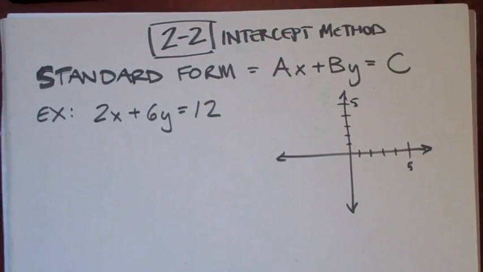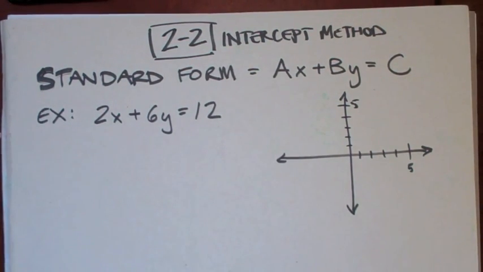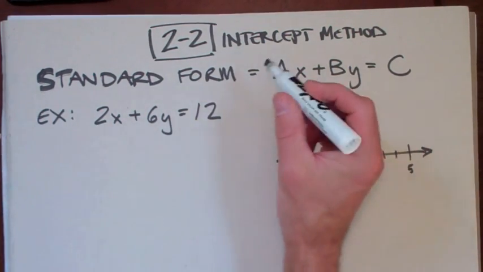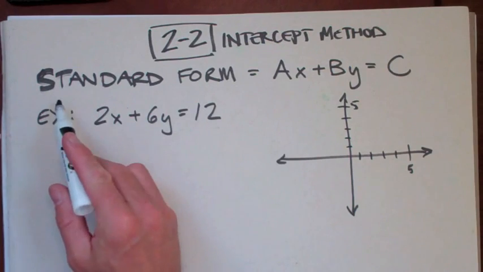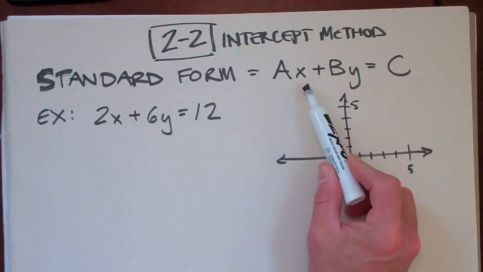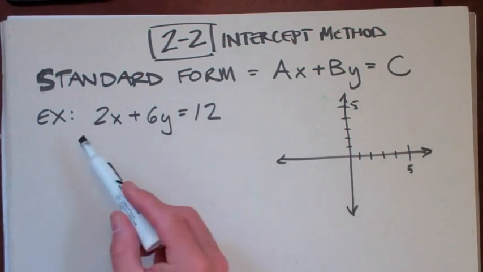Okay, we are doing 2.2 here. We're graphing a line. These are all linear equations in this unit. And we're using what's called the intercept method for graphing. We're graphing lines in standard form. So there are two ways to represent lines, and we're going to start with this one where you have ax plus by equals c. I have an example here.